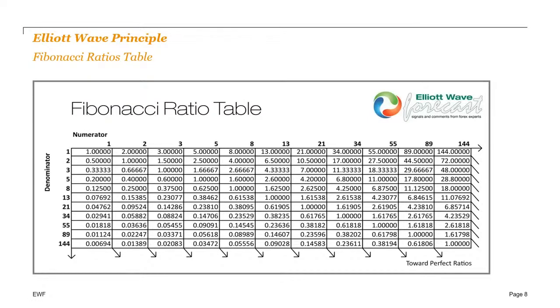Let me double check here. 55 divided by 89. Yes, so if you divide 55 by the next number in the sequence, 89, you get 0.618, right? Same thing, you divide 34 by the next number, 55, you get another 0.618. You notice here that diagonally it is all the same at 0.618. So that's how they come up with the Fibonacci ratio, okay? But you don't need to be concerned about this. I'm just telling you how they derive the Fibonacci ratio.